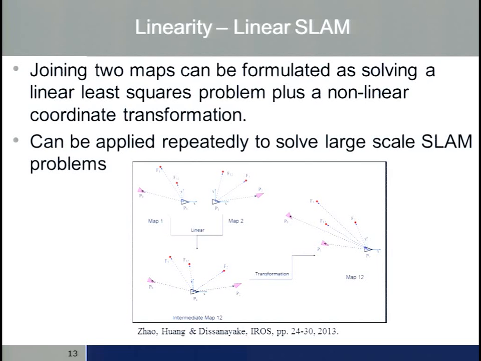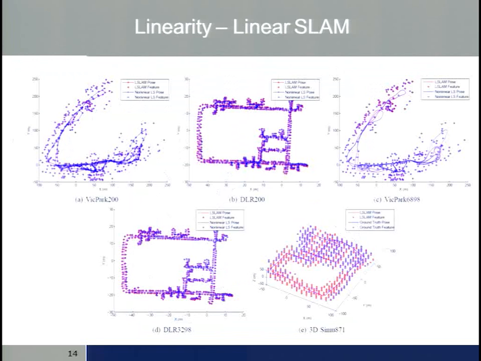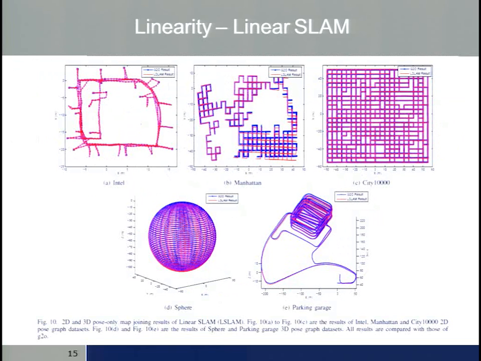We tested it on many public domain data sets. The Victoria Park data set with different sizes of submaps. The DLR data set, some artificial data. The technique can be applied to pose-SLAM or post-estimation. We tested the Intel data set, Manhattan, and many others. So in the end, we think we found a solution that involved linear least squares to solve this problem.